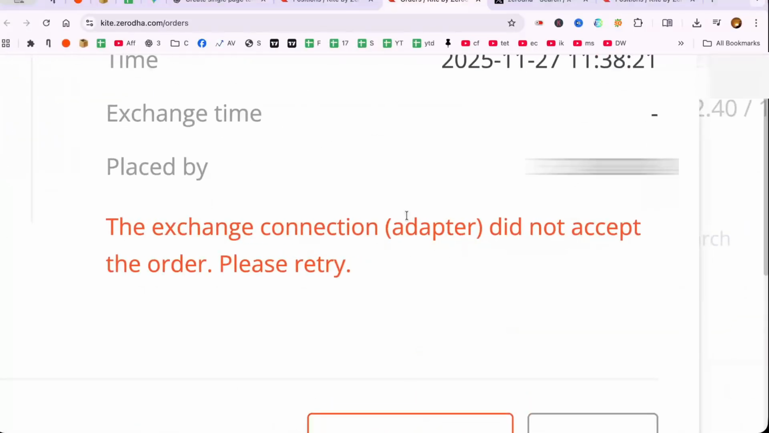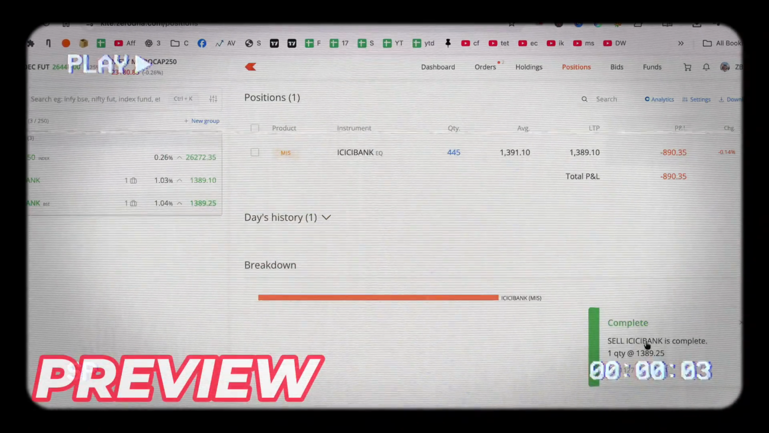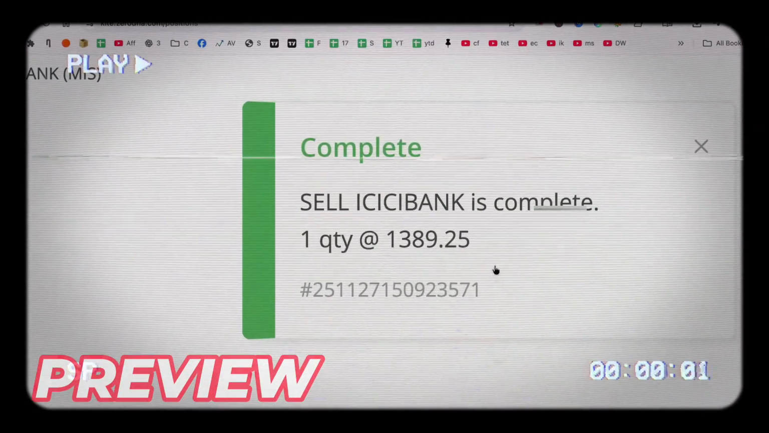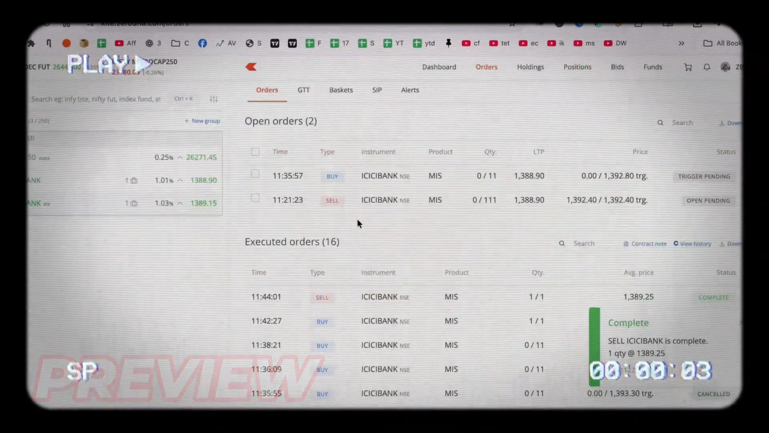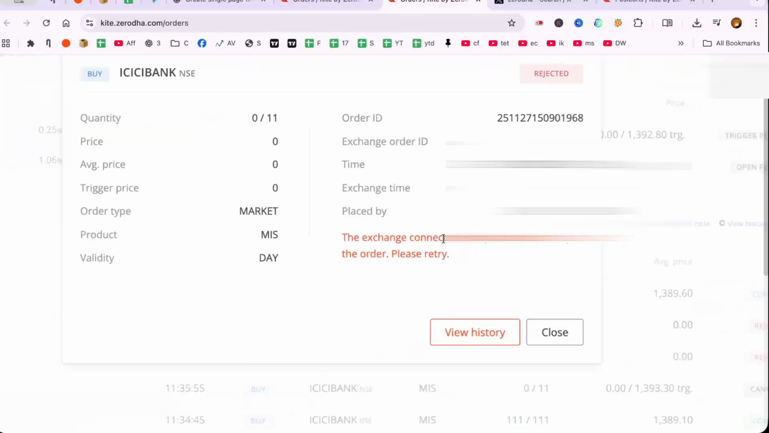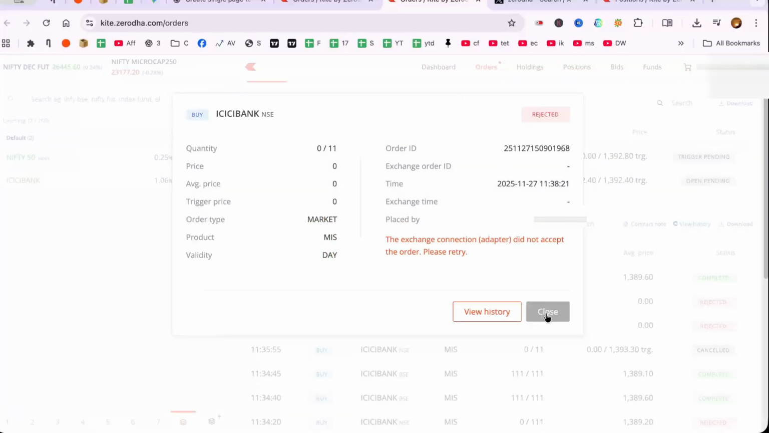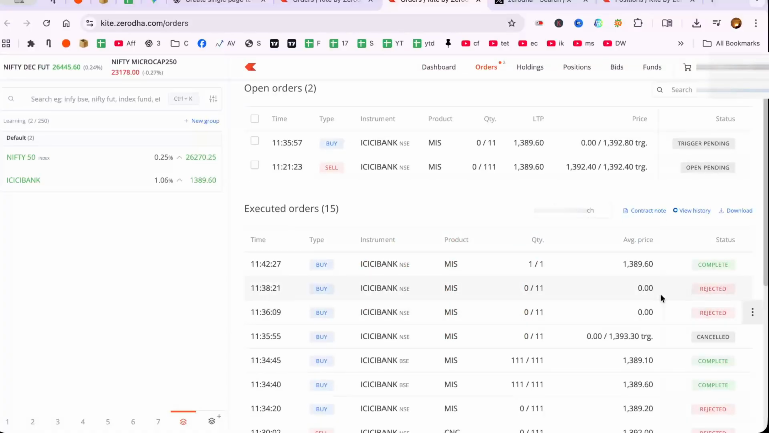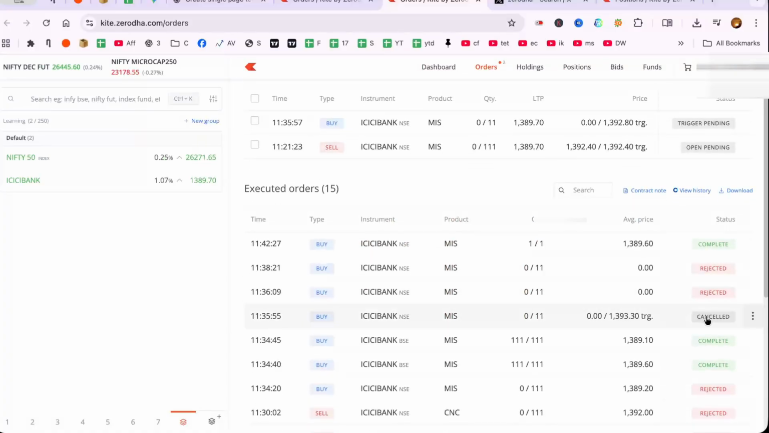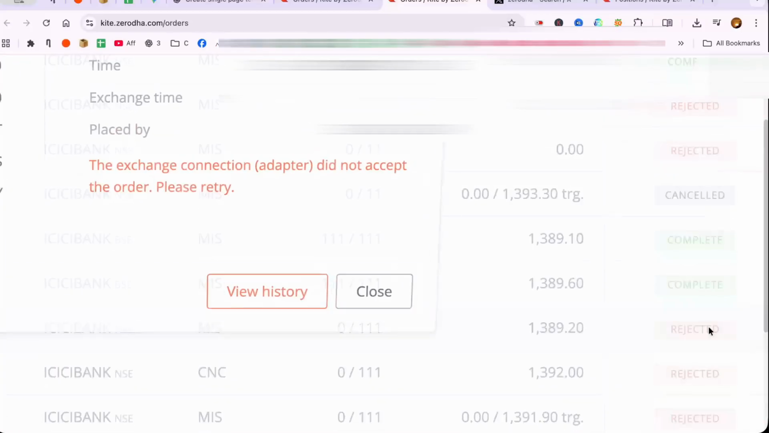If you've been trading with Zerodha and encountered the message, "The exchange connection adapter did not accept the order, please retry," then you know how frustrating this Zerodha share sell reject issue can be. Based on user experiences and specific market conditions, we have a highly effective, quick fix for this error, especially when trading in cash stocks. We'll show you how to change the exchange from NSE to BSE to execute your sale instantly. The quick fix: selling on the alternative exchange, BSE.